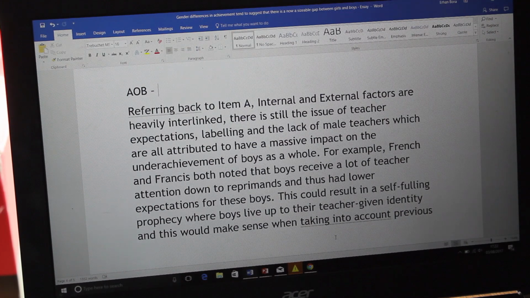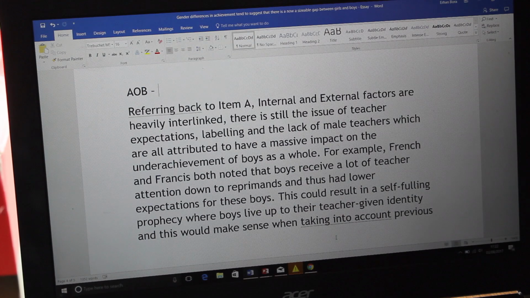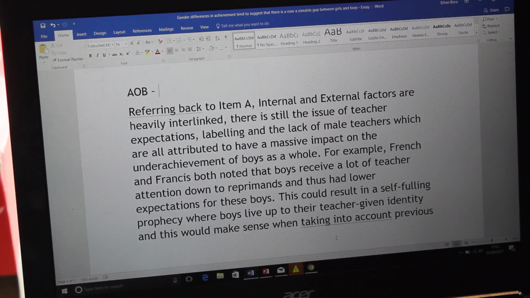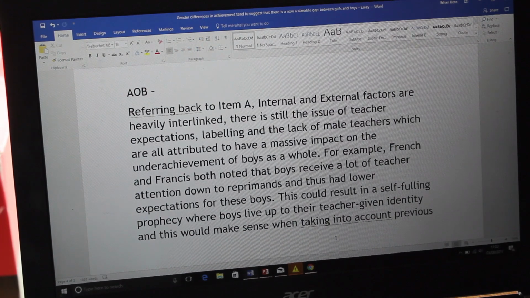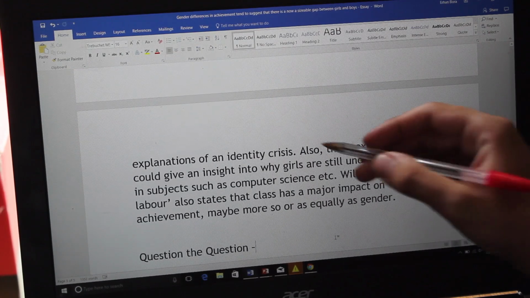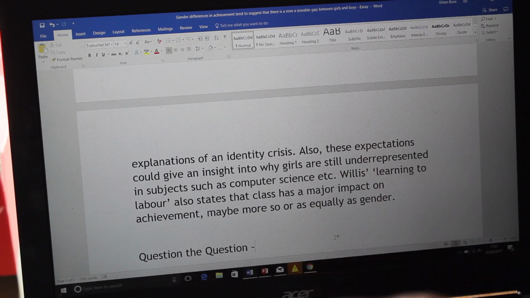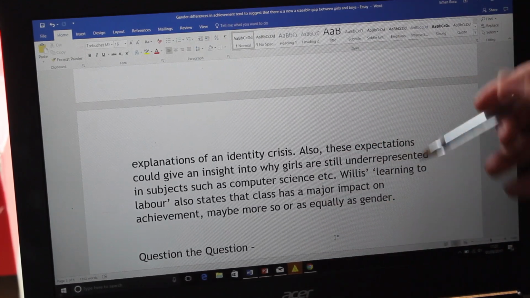So because these boys take a lot of time being told off, the teachers think, you know what, you're not academic, you don't get along, I'm not expecting you to get anything less than a fail, in short. This could result in a self-fulfilling prophecy. So again, AO2, I'm applying different concepts on top, where boys can live up to the teacher-given identity, and this would make sense when taking into account previous explanations of identity crisis. So in my essay, I was talking about how boys form their identities, and I'm saying how labelling and self-fulfilling prophecy could also impact that.